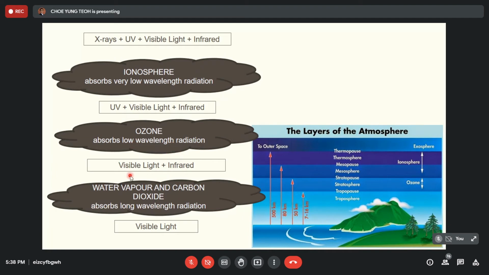And below the ozone, we have visible light and infrared. Now, water vapor and carbon dioxide or any other greenhouse gas will filter out the infrared. Infrared is heat. So water vapor and carbon dioxide are able to filter out infrared and a little bit of visible light. Because carbon dioxide and water vapor are odorless, colorless, do not have any color, fully transparent, mostly you will not block any of the visible light, or maybe very little. But why will it block infrared?